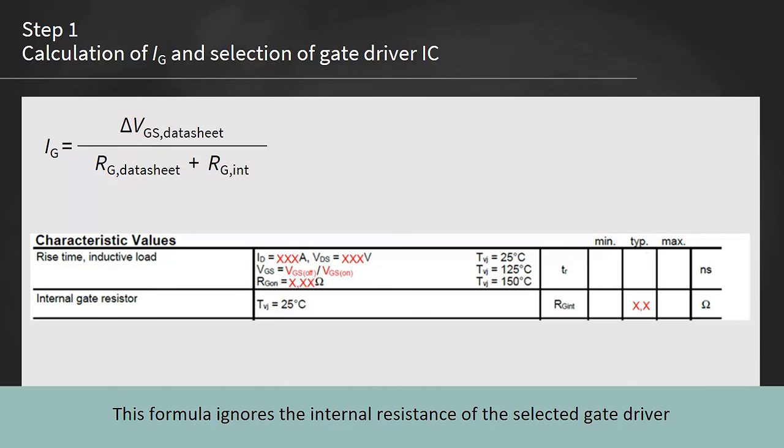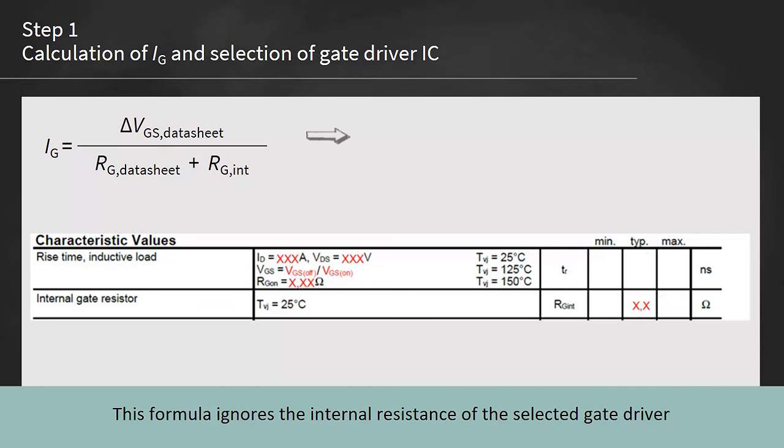The peak gate current, Ig, can be calculated as the ratio between the gate driving voltage swing provided in the datasheet, delta VGS datasheet, and the resistance in the current path. The external gate resistance, RG datasheet, used in the characterization measurements can be extracted from the datasheet switching characteristics section. It is generally specified as RG. The internal gate resistance of the power transistor, RG int, can also be found in the datasheet as a typical value. This is device and package dependent and cannot be adjusted by the end user.